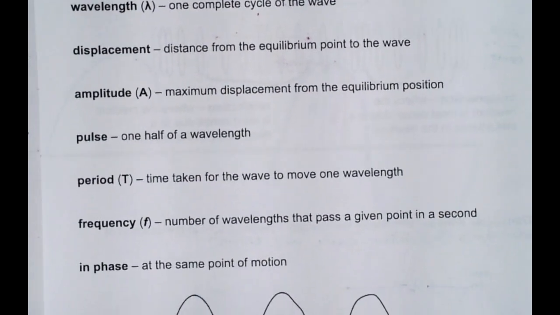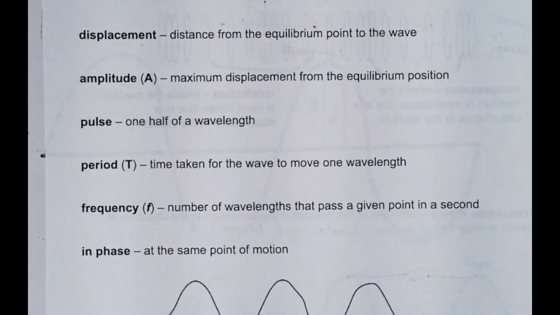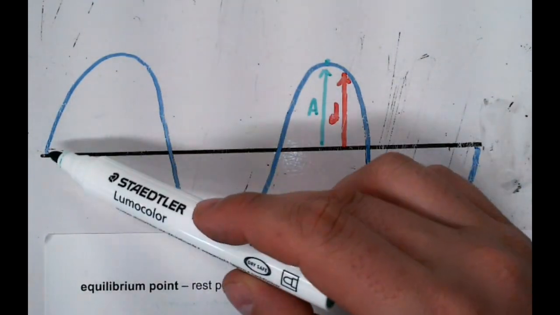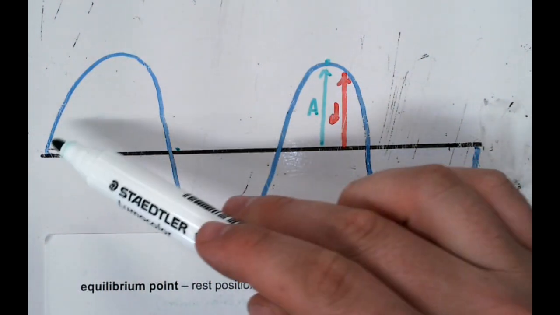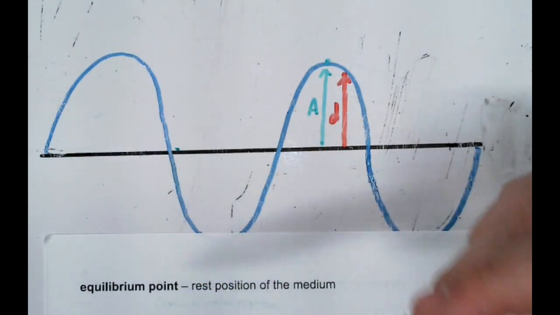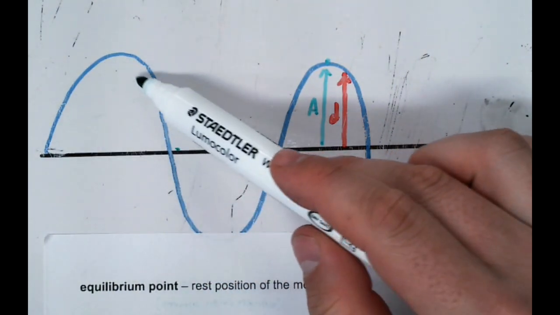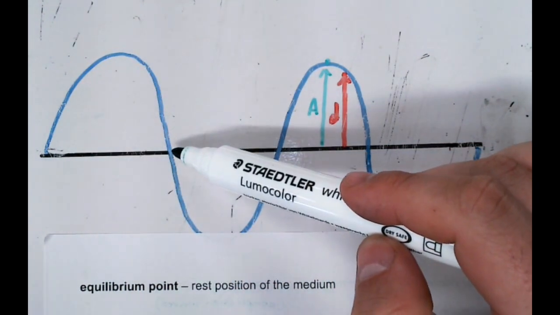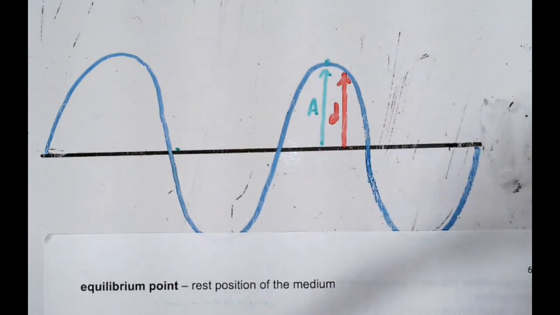The next one is pulse. Pulse often gets confused with wavelength for what it is. But what pulse is, it's only half of the wavelength. So that means if you move from one equilibrium point to the next equilibrium point, well, we're going to learn the term for that coming up, that's called one node to the next node, that is only half of a wavelength, or that's one pulse. Same if we're going through the trough from one to the other, that's one pulse.